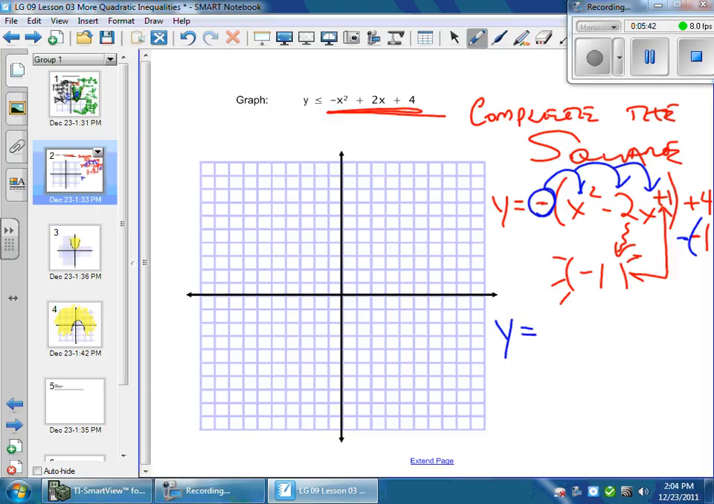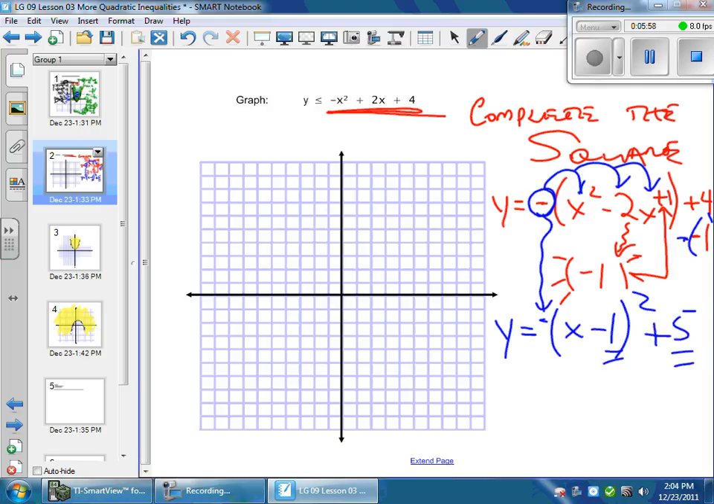Now, what do we have? We have y equals 2, there's that negative, same guy, all right? x minus the magic number squared. And now, don't forget, you had a 4 plus a negative 1. So this has got to be a 5. And there's our vertex.